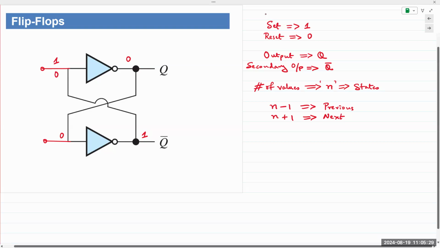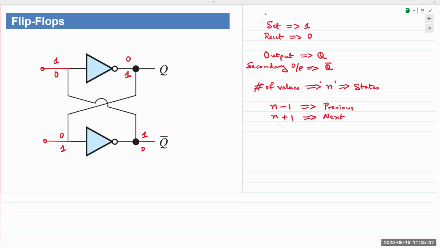If this is 0, then this is 0. Sorry, the other way around. The output is 1 here, this goes to 1, and this goes to 0. So it can flip-flop between 1 and 0. That's the simplest example of a flip-flop.